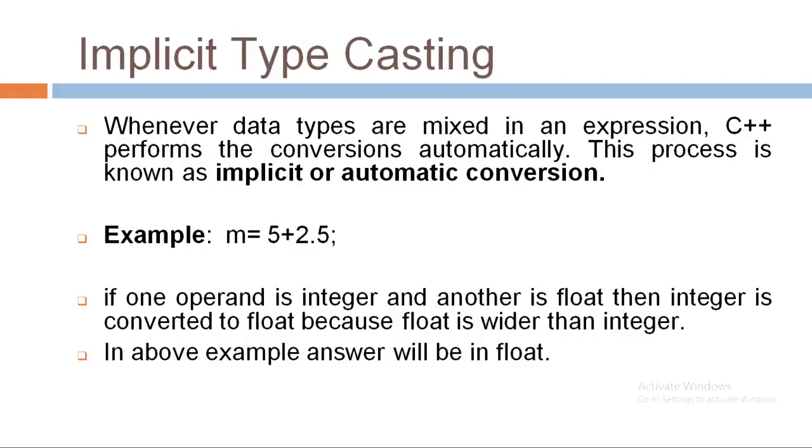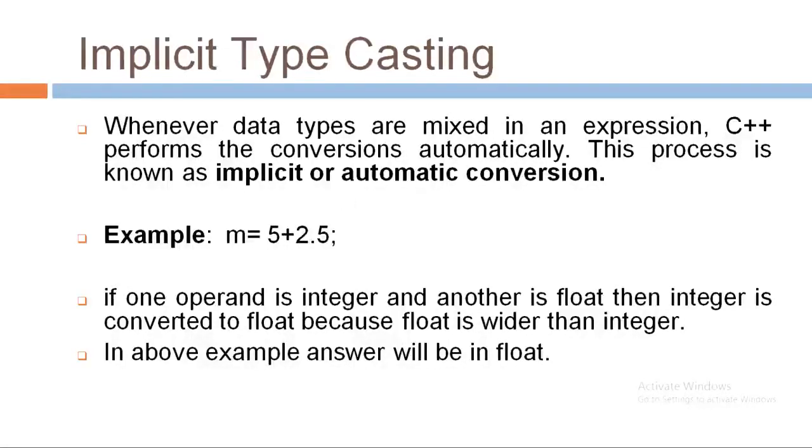As we do in C programs, C++ also performs implicit typecasting. So what is implicit typecasting? Whenever data types are mixed in any arithmetic expression, C++ performs the conversions automatically. This process is known as implicit or automatic typecasting.